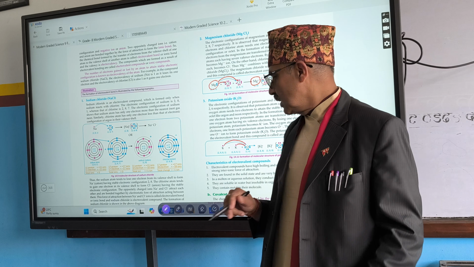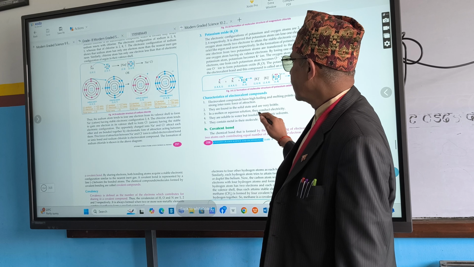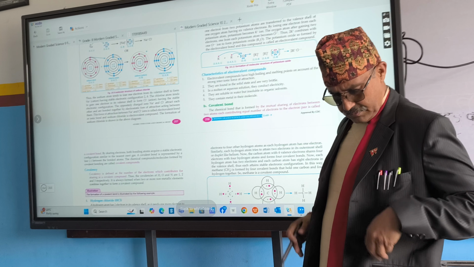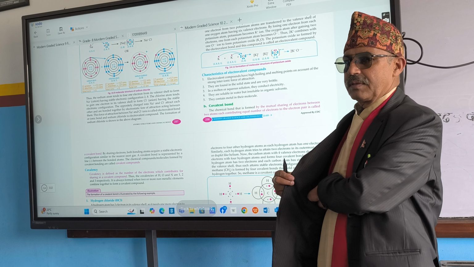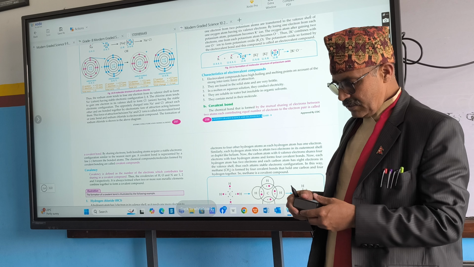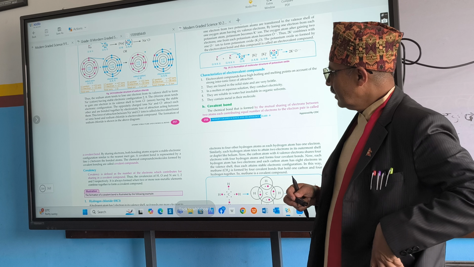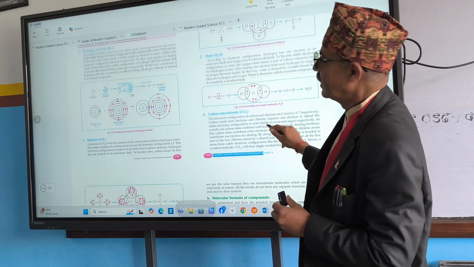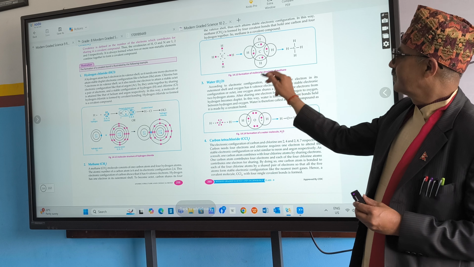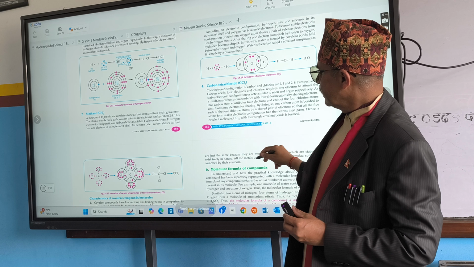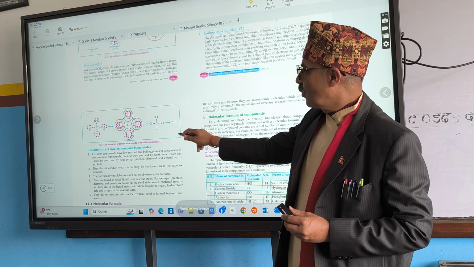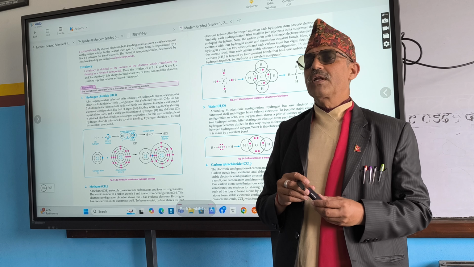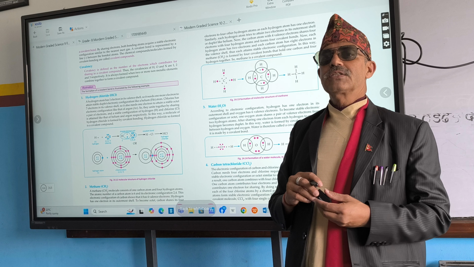Now there is a presentation from Nistara Shahi. She is going to explain about covalent bond. Examples of covalent compounds. Look here. Electrons are shared, and characteristics of covalent molecules. So, for the presentation, let's welcome on the stage Nistara Shahi.